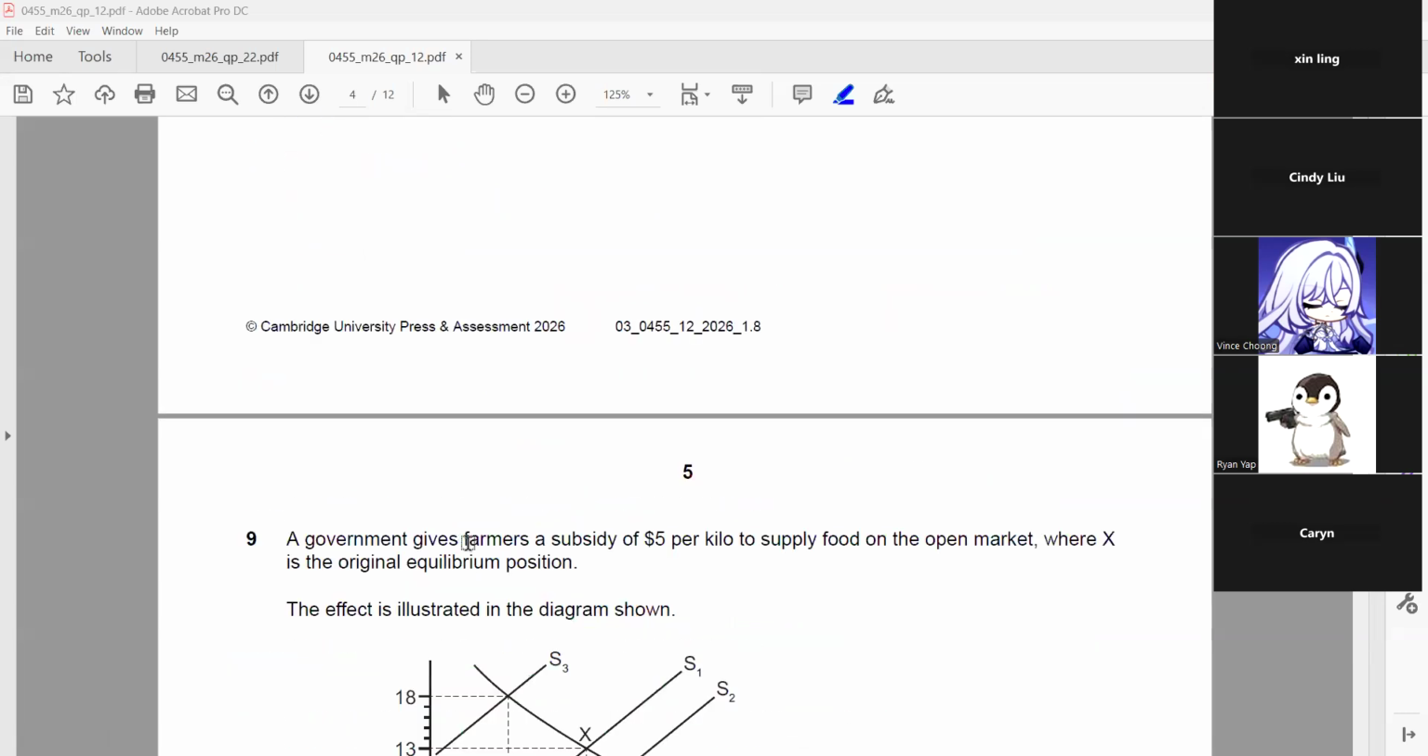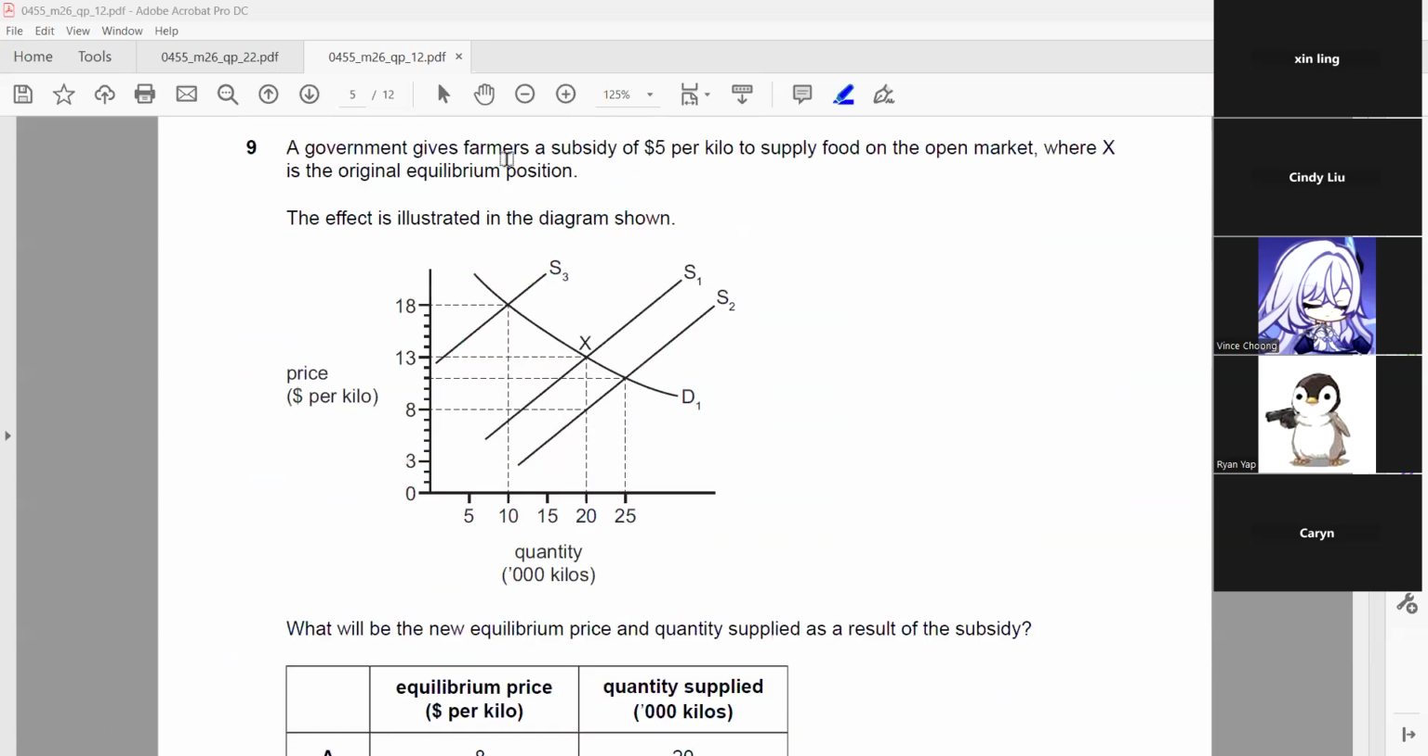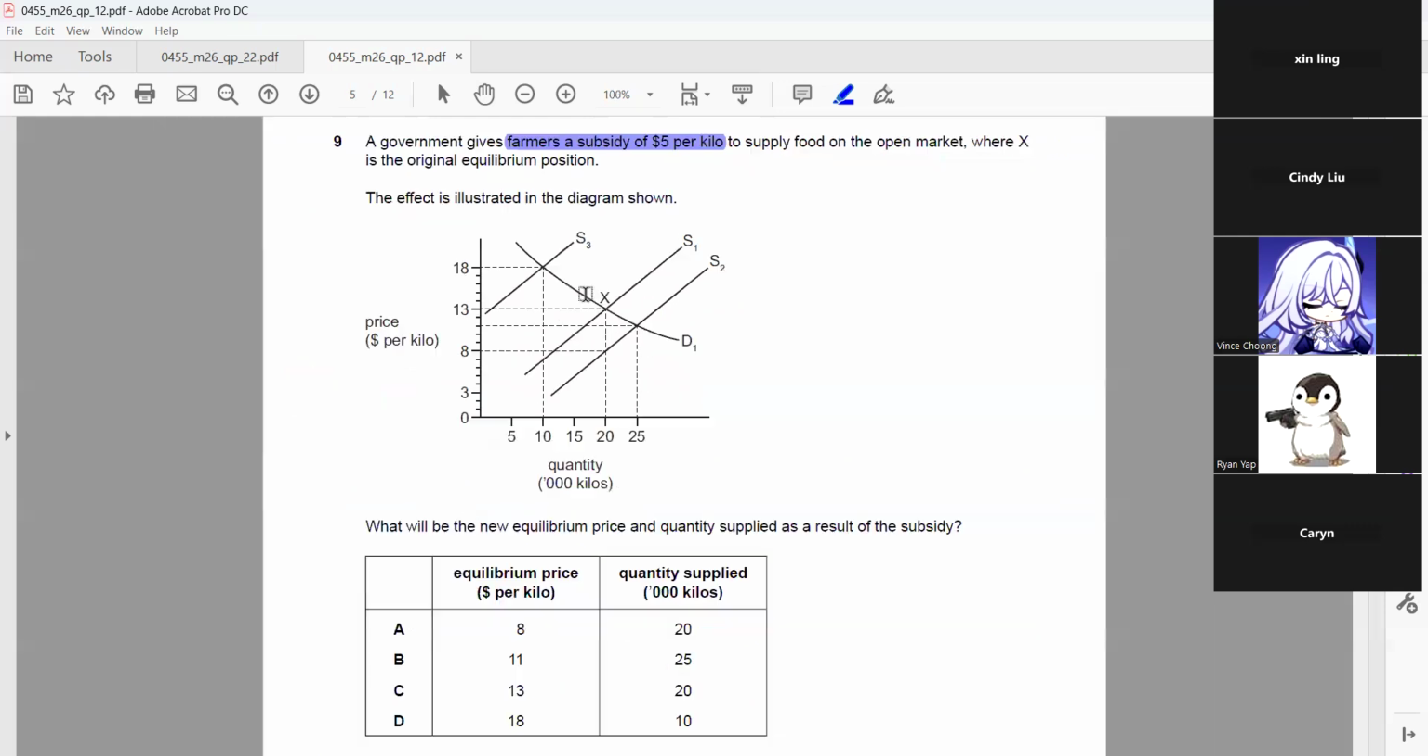Question number 9. A government gives farmers a subsidy of $5 per kilo to supply food on the open market, where X is the original equilibrium position. The effect is illustrated in the diagram shown. So at first it's at point X, at this price and at this quantity. So with a subsidy of $5 per kilo, what will happen then?